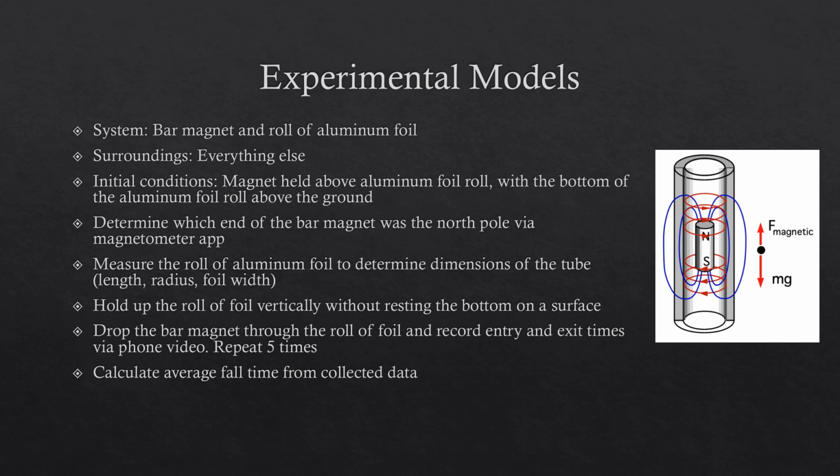The initial conditions were holding the magnet above the aluminum foil roll with the bottom of the aluminum foil roll above the ground. I then determined which end of the bar magnet was the north pole using a magnetometer app. Then I measured the roll of aluminum foil to determine dimensions of the tube: its length, radius, and foil width. I then held up the roll of foil vertically without resting the bottom on a surface to allow the magnet to fall through, then dropped the magnet 5 times and recorded entry and exit times via phone video. From this data, I collected an average fall time.